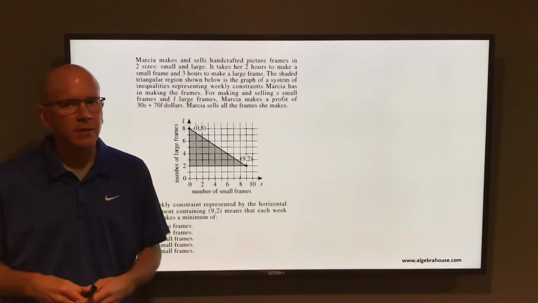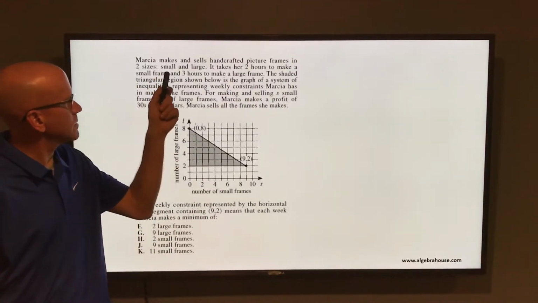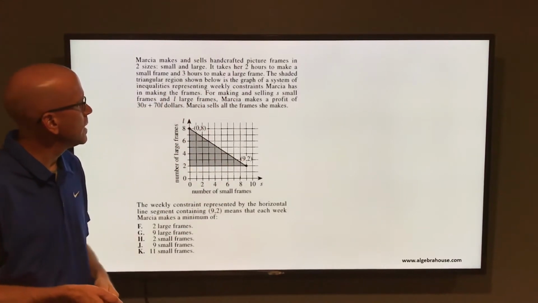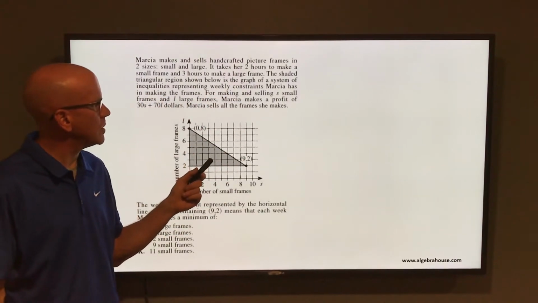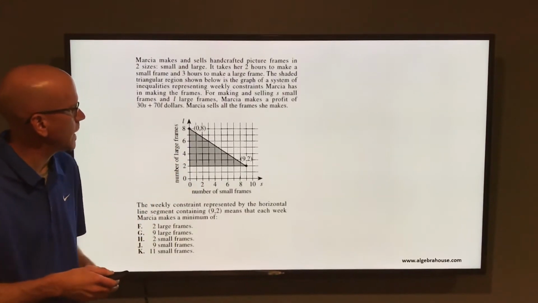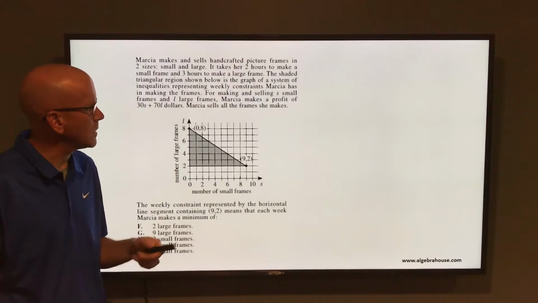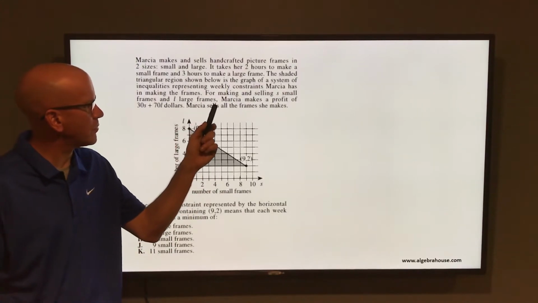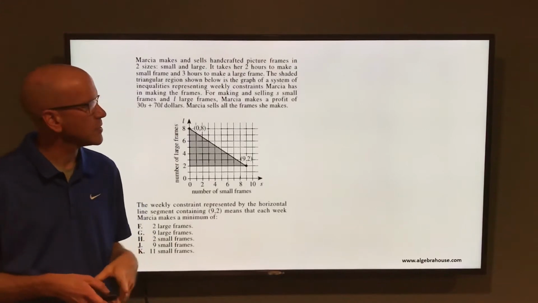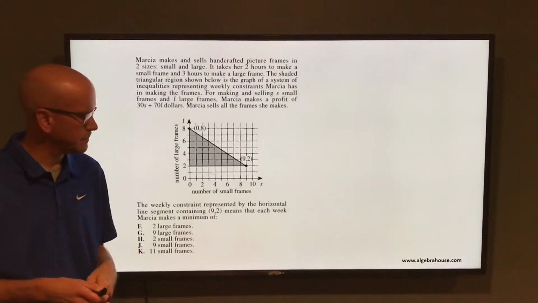Marcia makes and sells handcrafted picture frames in two sizes, small and large. It takes her 2 hours to make a small frame and 3 hours to make a large frame. The shaded triangular region shown below is the graph of a system of inequalities representing weekly constraints Marcia has in making the frames. For making and selling S small frames and L large frames, Marcia makes a profit of $30S plus $70L dollars. Marcia sells all the frames she makes.